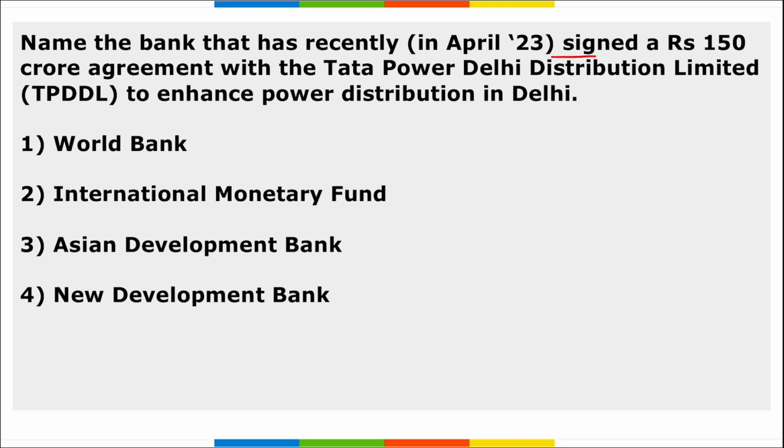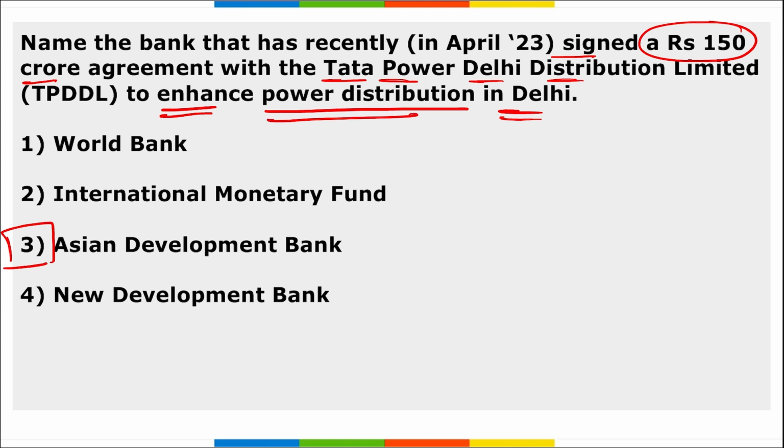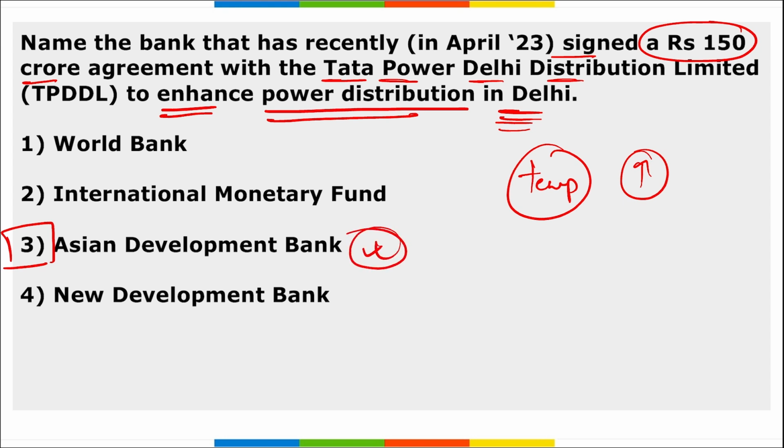Next, name the bank that has recently signed a 150 crore rupees agreement with Tata Power Delhi Distribution Limited to enhance the power distribution in Delhi. It was signed by Asian Development Bank. ADB signed a 150 crore rupees agreement with Tata Power Delhi Distribution Limited. As we know, the temperature is continuously rising because of the heat wave, and because of this there will be high demand for power, and for the same this agreement has been signed.